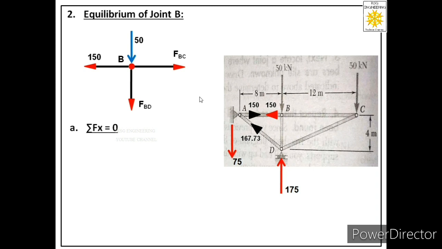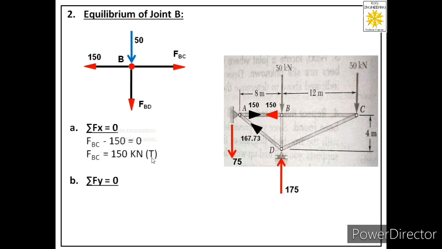So let us start with summation Fx equal to 0. So how many forces are acting in x direction? There are two, FBC and 150. 150 is acting towards left, so we'll consider this as negative. FBC is acting towards right, so we'll consider this as positive. So equation will be FBC minus 150 equal to 0. So from here we will get force in the second member, which is BC. So it will be equal to 150 kilonewton. And over here we got positive sign. Positive sign means the direction which we considered earlier, that was tensile force or away from the joint, is correct. So this force is a tensile force.